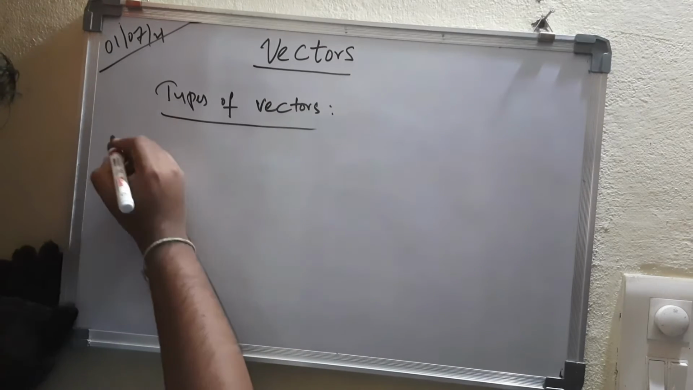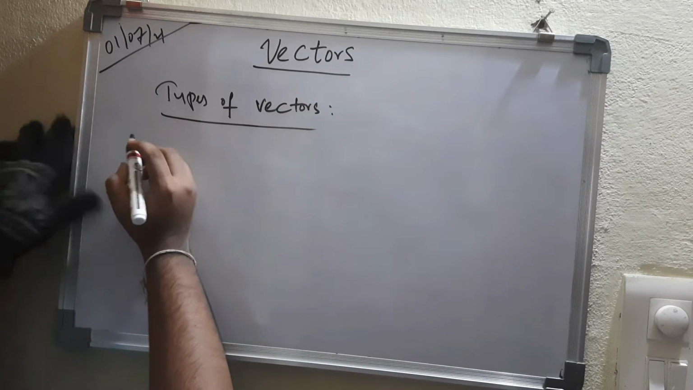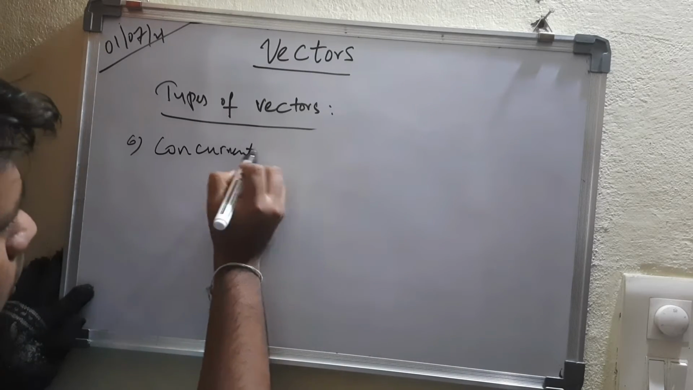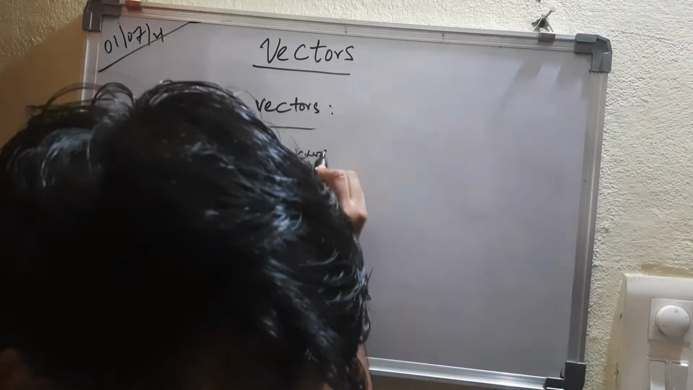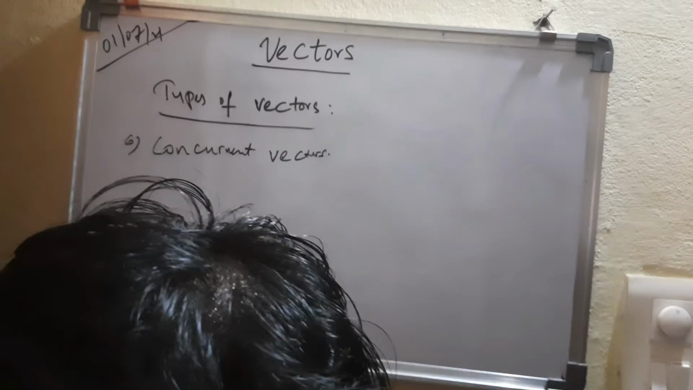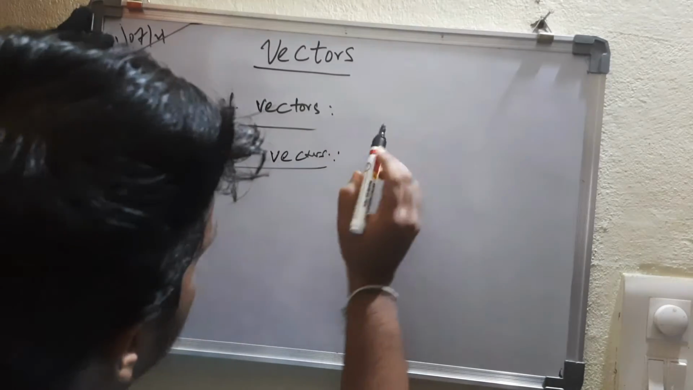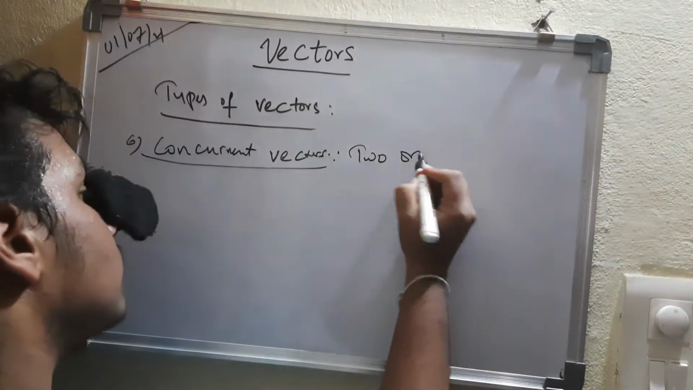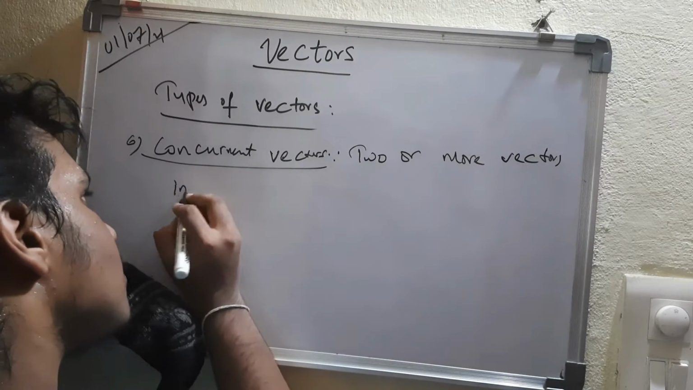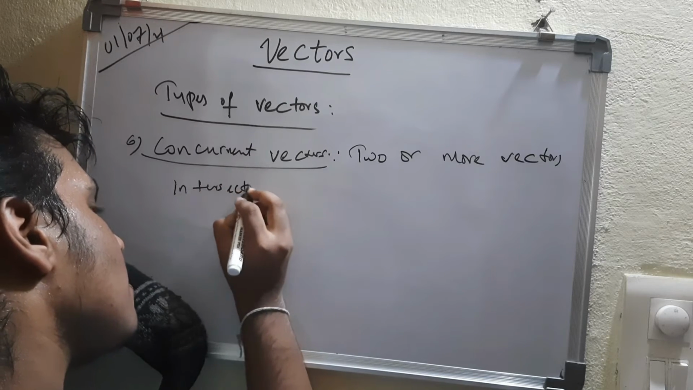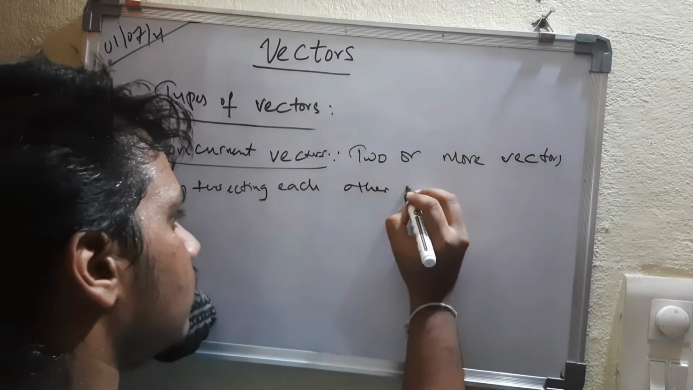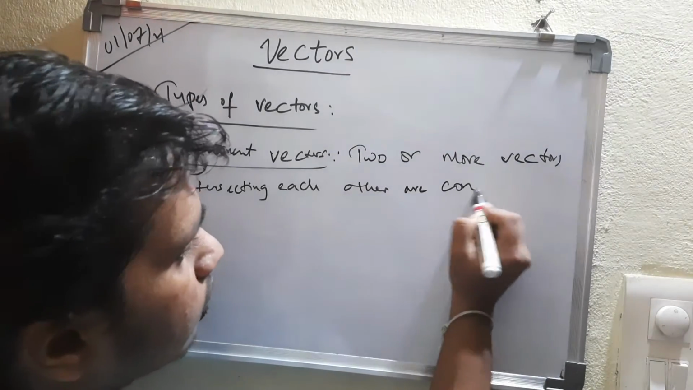Now coming to concurrent vectors. What is the number? 6 or 7? 6. Concurrent vectors. Two or more vectors intersecting each other are concurrent vectors. Simple.